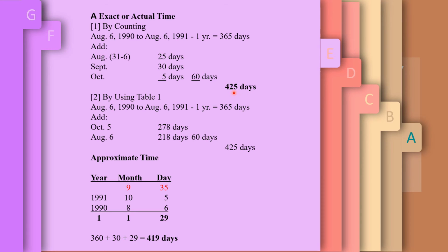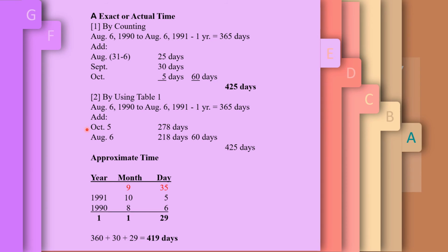Let's see if our solution in the counting method is similar to using the table. By using table 1, from August 6, 1990 to August 6, 1991, that is exactly 1 year. So there are 365 days. After that, we still have the other days. So the rule here is to write first the higher order of a month in a year. So that is October 5.